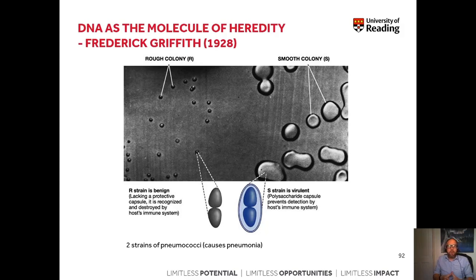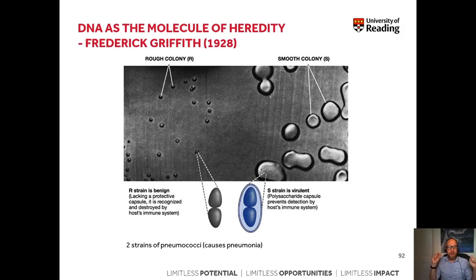The first proof of DNA being the molecule of heredity was provided by Frederick Griffith as early as 1928, and in his experiments he used pneumococci. This is basically a germ that causes deadly pneumonia. Pneumococci occur in two flavors. We have the rough colonies and also the smooth colonies.